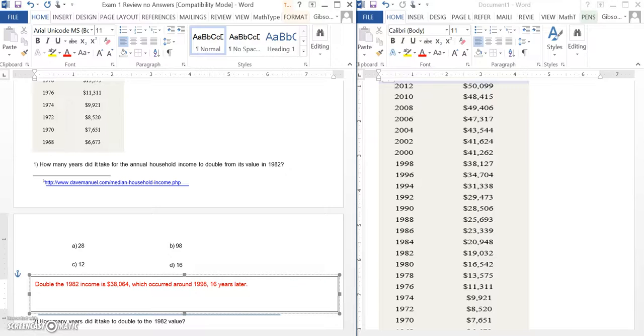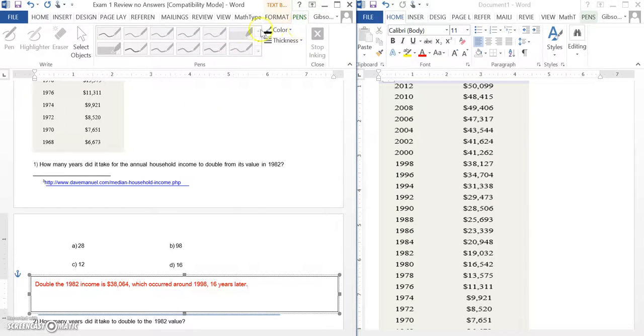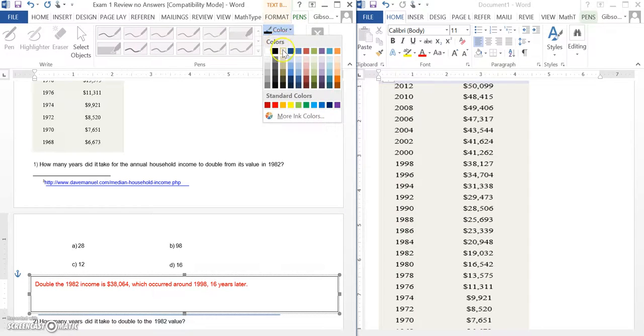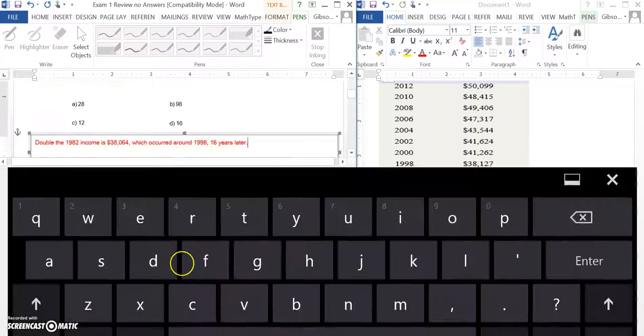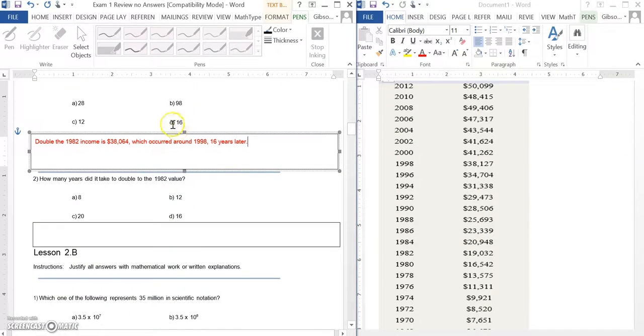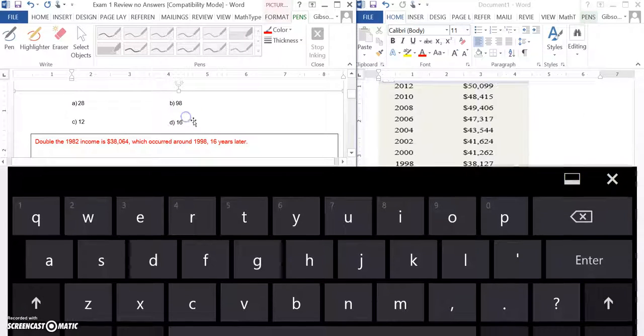So what we would do, since we know that happened 16 years later, we will come here and of course mark our answer, which would be D.